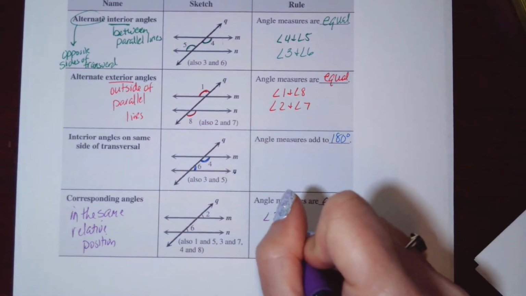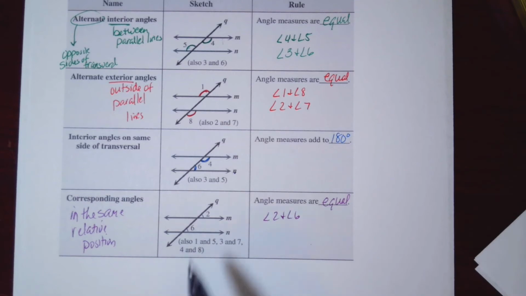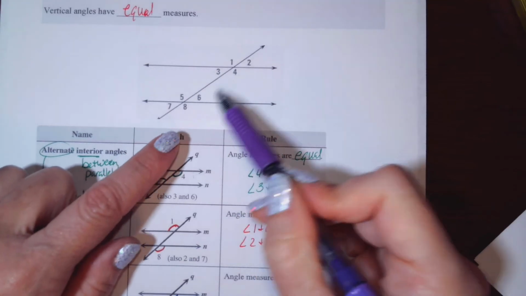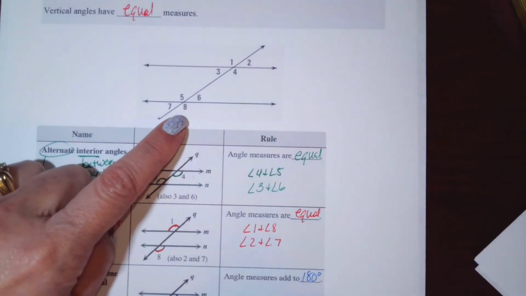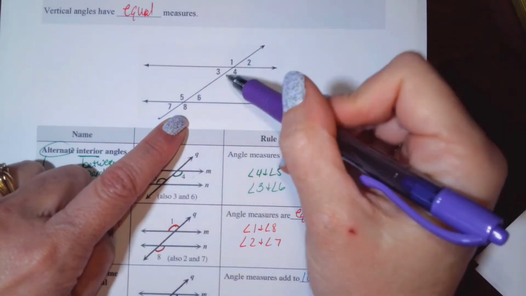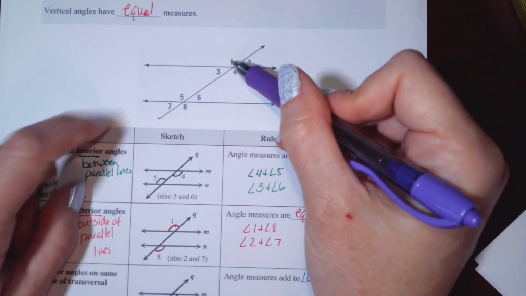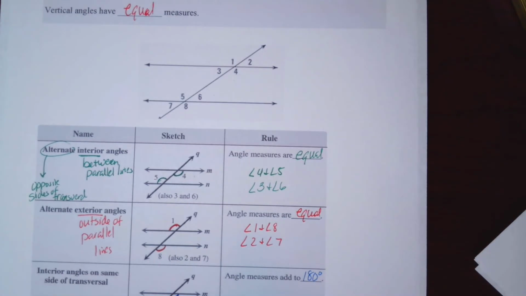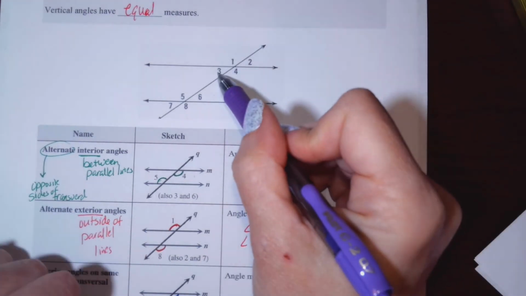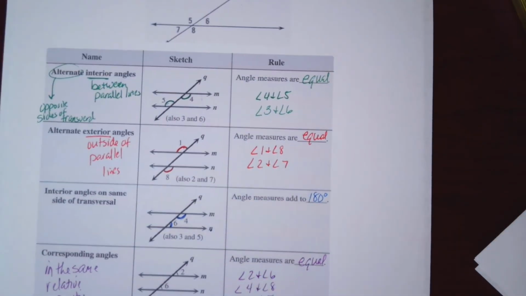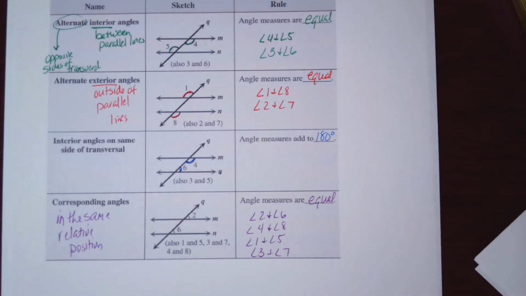So angles 2 and 6 are corresponding. And it gives you the other pairs, obviously, but angle 2 corresponds to 6. Angle 4 is in the same position as angle 8. Angle 1 is to the left of the transversal and above the parallel, so is angle 5. And finally, angle 3 is below the parallel to the left of the transversal, so is angle 7. Those are my 4 pairs of corresponding angles.